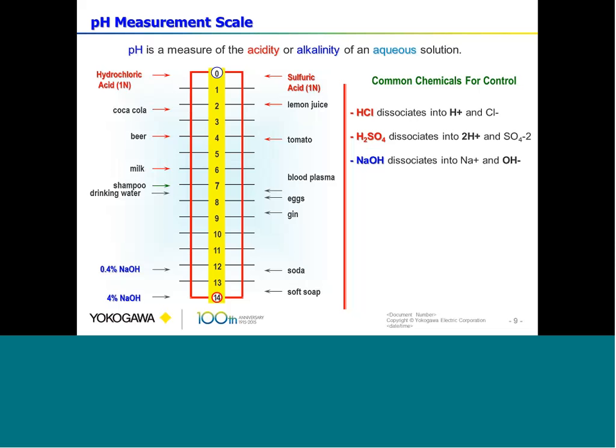I'm not sure. And on the right, we've listed some common chemicals that are used in industry to control or neutralize pH. You have hydrochloric acid and sulfuric acid that will dissociate and add hydrogen ions, making the solution more acidic. You've got sodium hydroxide, which dissociates and gives you more hydroxyl ions to make it more caustic. And these are used very frequently in a number of places, in different strengths, to control and neutralize the pH that's in the process.